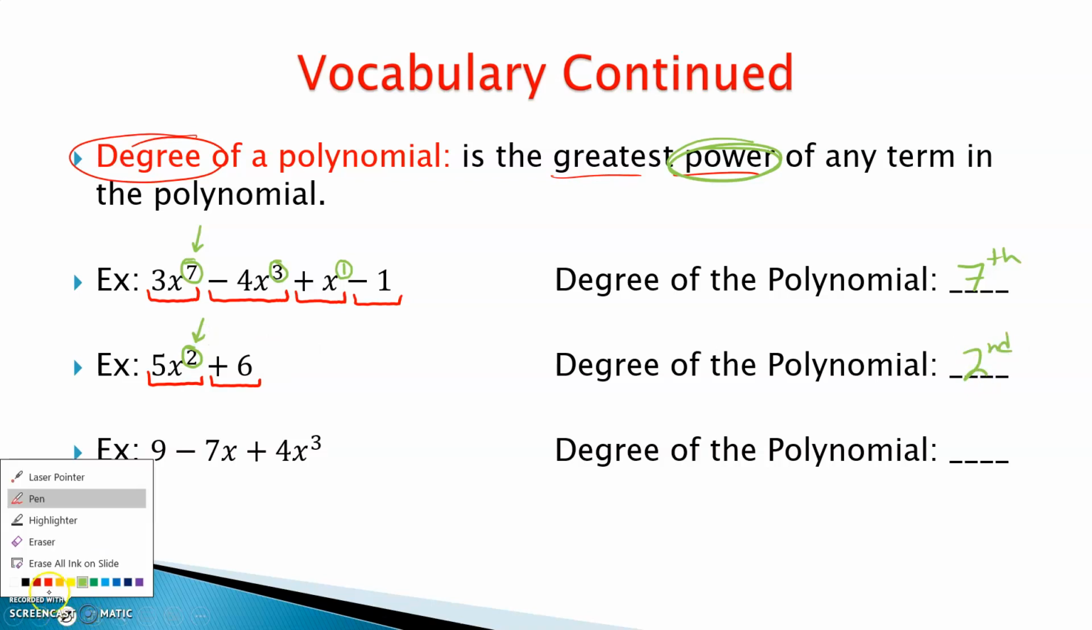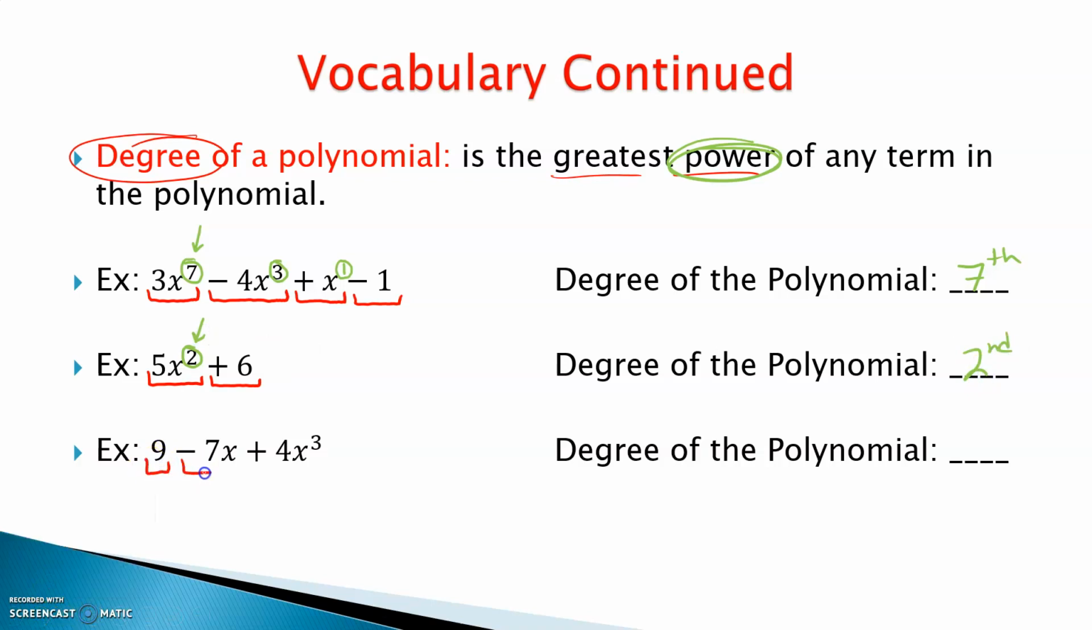All right, let's do the last one here. How many terms do we have? We have 1, 2, 3. What is the biggest exponent we see? It is going to be that 3 at the very end. That is a 3rd degree polynomial. Now, why are we talking about powers, right? We kind of just finished a unit talking about exponents and powers.